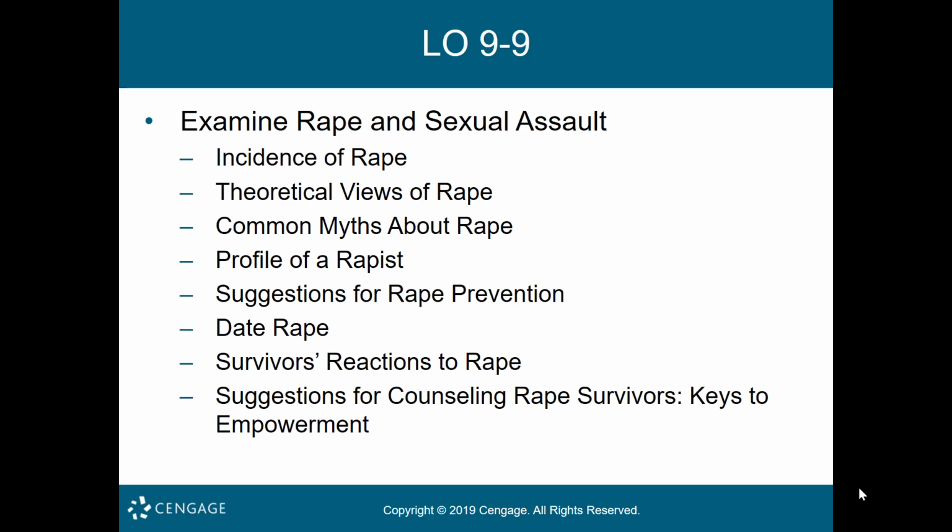Learning objective 9 is to examine rape and sexual assault. So the most intimate violation of a person's privacy and dignity is rape. According to the Bureau of Justice Statistics, rape is forced sexual intercourse, including both psychological coercion as well as physical force. This can include forced oral sexual activity, and anal sexual activity.